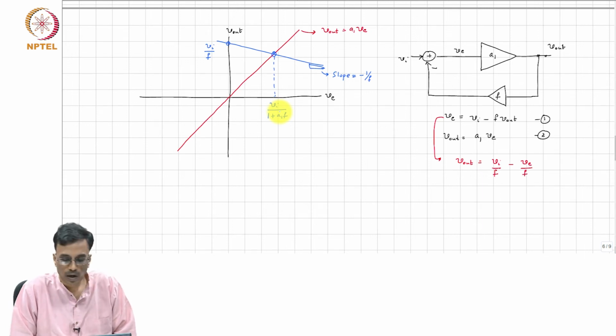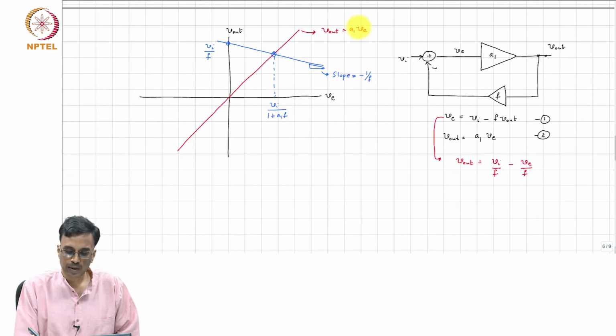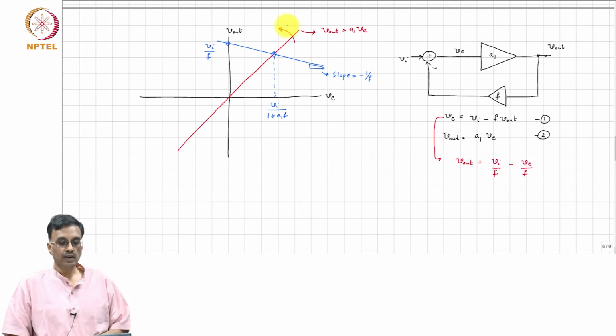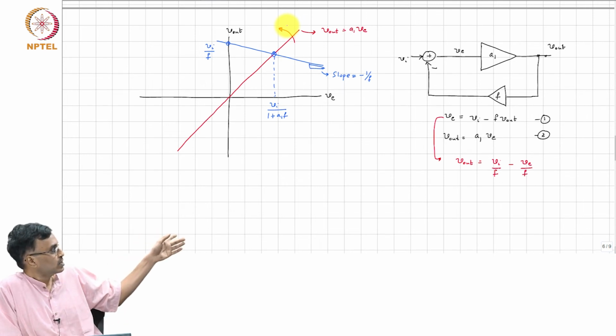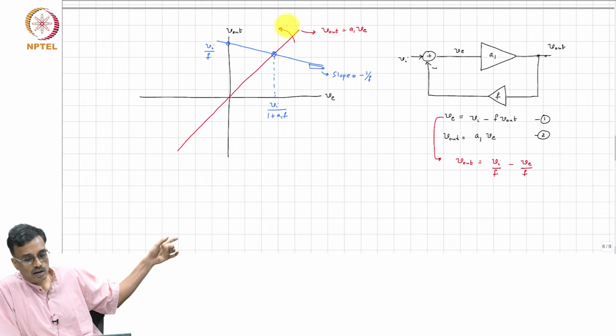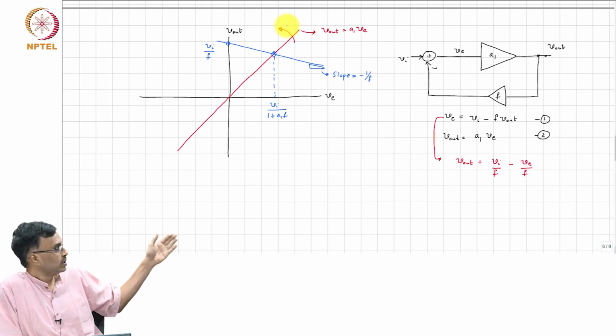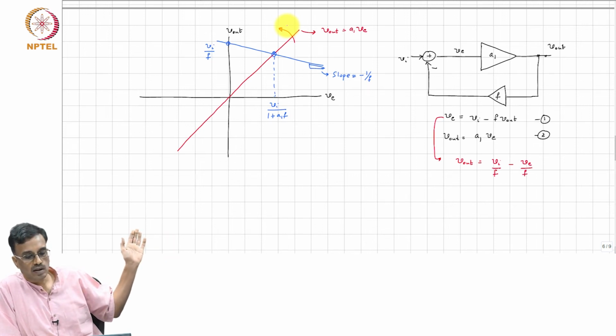So, as A1 keeps increasing, if the slope keeps increasing, what comment can you make about the point of intersection? It will move towards the y-axis. It will move towards which point? That Vi by F point on the y-axis.